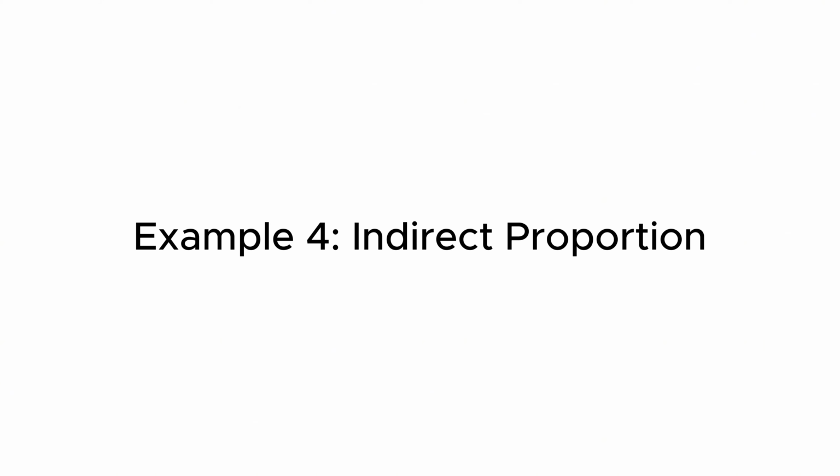Example 4, indirect proportion. Now, let's talk about indirect proportions. An indirect proportion means that as one quantity increases, the other decreases. A classic example is if we're working with time and speed. Let's say it takes 3 hours for 4 soldiers to complete a task. How long would it take 6 soldiers to do the same task?